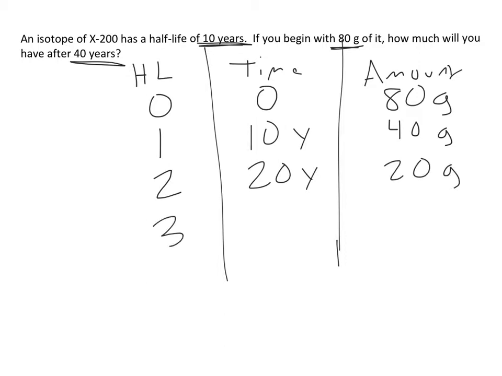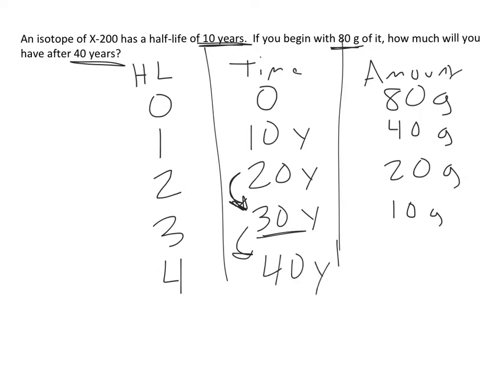And the third half-life will be another 10 years later, 30 years. Don't make the mistake of doubling the 20. That's a common thing. So just add 10 more years. So another half-life, it's 10 grams. And lastly, in the fourth half-life, 10 more years later, we're at 40 years, which is what we were asked about. We'll have 5 grams remaining.